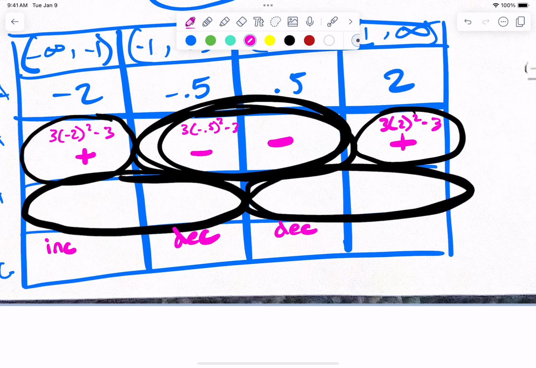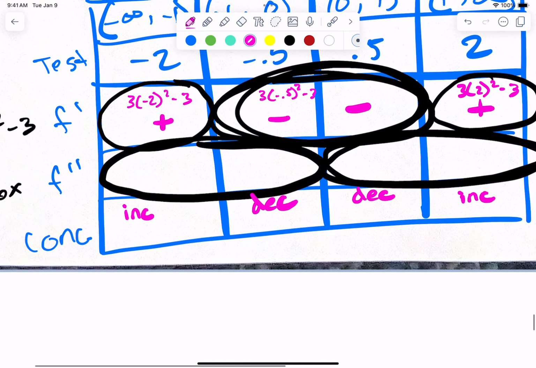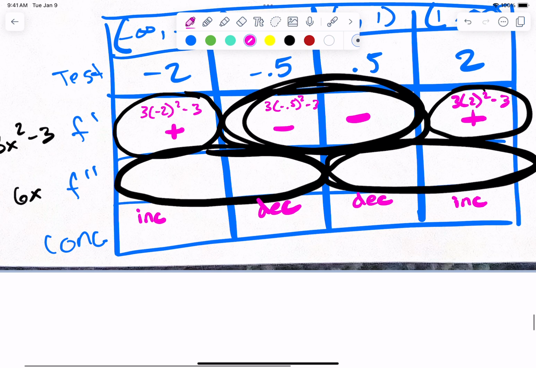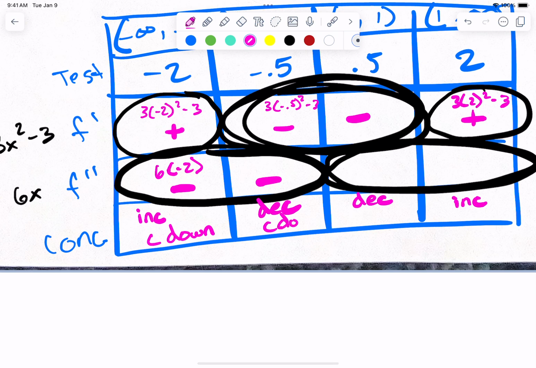Minus 3, so plus, and he's increasing. Cool. 6x. Next, 6x, negative. I'm doing 6 times negative 2, which is negative. It's also negative with 0.5. That tells me he is concave down. Concave down and concave down.